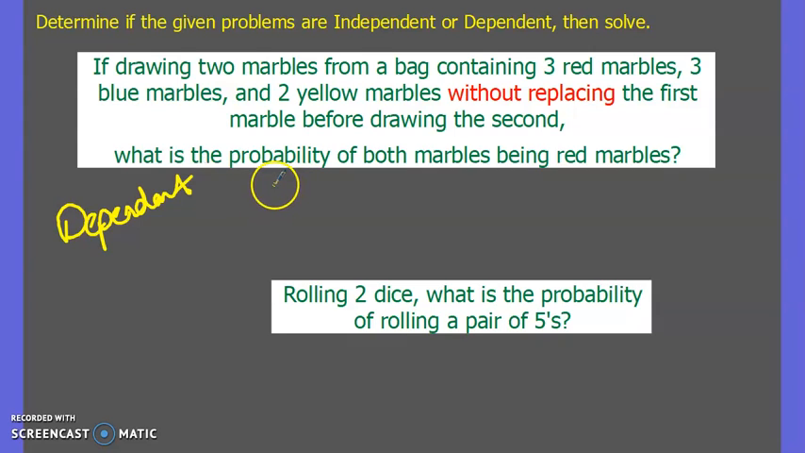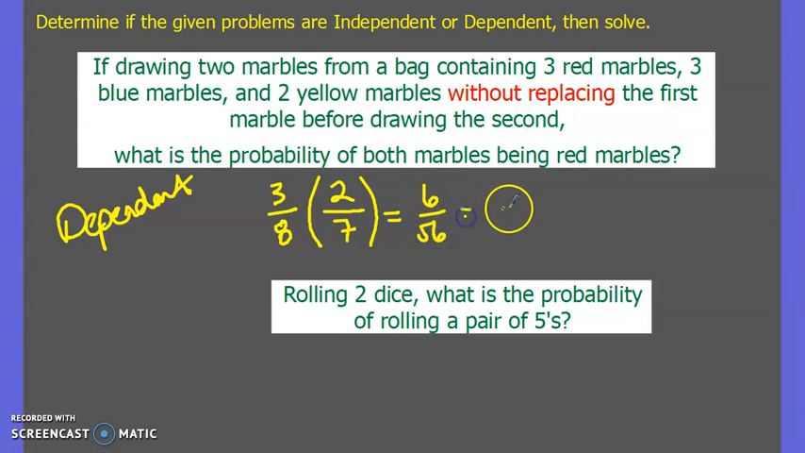Well, the probability the first marble is red is 3 marbles out of 8 marbles times, but now if I don't put that marble back, there are only 2 marbles that are red left out of the 7 total marbles that are left. So we've got 6 marbles out of 56 marbles, or basically, if we divide by 2, 3 of the 28 possible things that could happen.